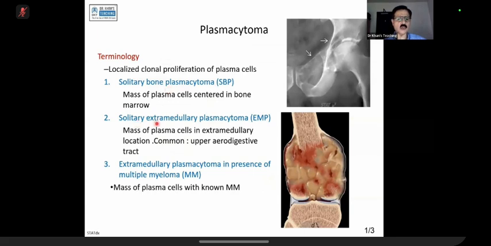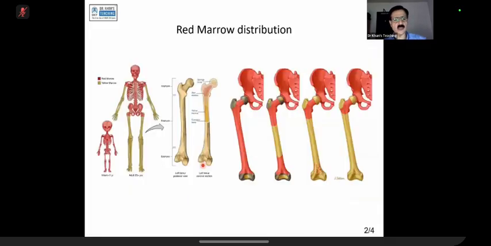Then there are solitary extramedullary plasmacytomas. So sometimes plasmacytomas can be outside the medullary cavity. And there can be plasmacytoma with multiple myeloma. This is the histological differentiation between the two.